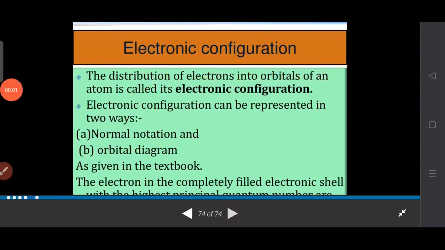So this is our last topic for this chapter. If you have any queries regarding this chapter, you can contact me. So I am closing this chapter. Okay, revise the chapter and ask me any queries.